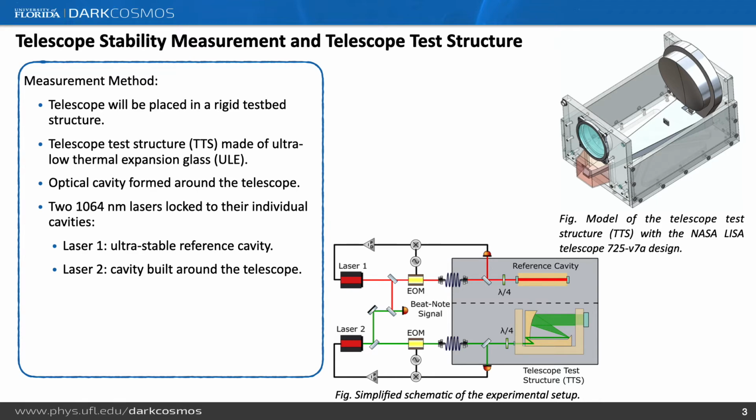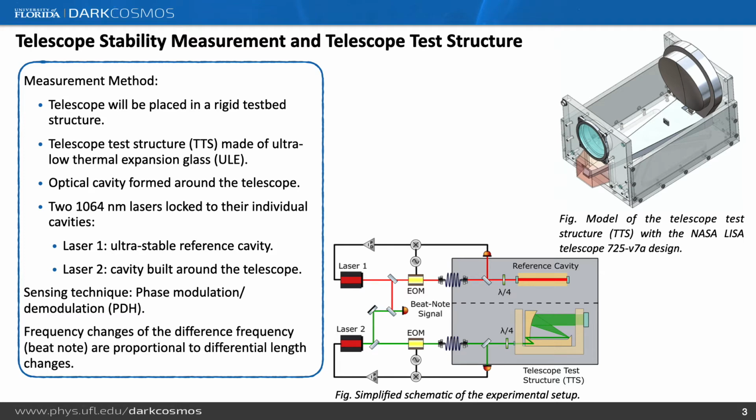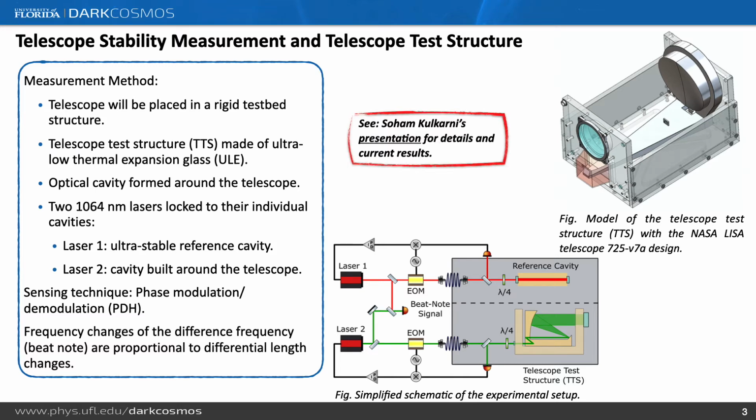Two 1064 nanometer lasers are locked individually to those two cavities. Thus, the frequency of each laser will follow its respective cavity length change. The measured signal is the difference frequency between those two lasers. The changes to this difference frequency are proportional to the length change of the telescope. A schematic of the experiment is shown in the bottom figure, and the experimental details are explained by Soham in his talk.